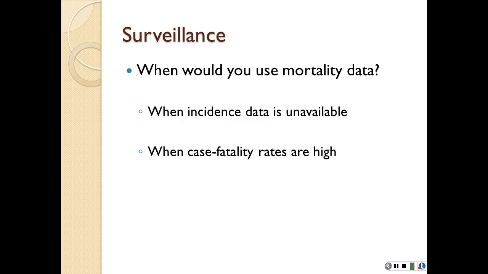So who remembers what case fatality rate is? That was the first or second week of class that we talked about case fatality. This is the people that already have the disease but have died from it. Out of everybody that has the disease, they're the people that have died. Yes, it's the number of people that died out of everyone who had that disease. Exactly. So if your case fatality rate is high and most people with the disease die, then if you use mortality data, you're still getting a relatively good estimate of the number of people that had the disease.